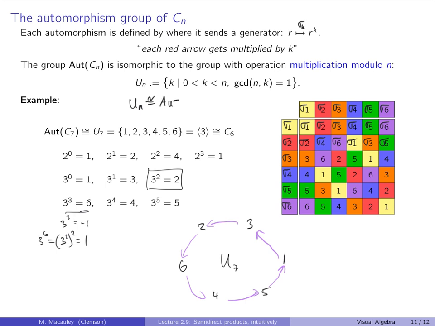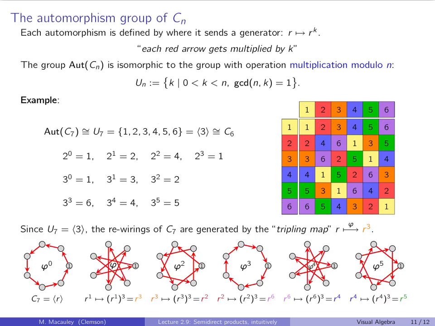UN is isomorphic to the automorphism group of C7, and later we will formalize this by defining a map that sends K to the k-tupling automorphism up here. Since U7 is generated by 3, the rewirings of C7 are generated by the tripling map.